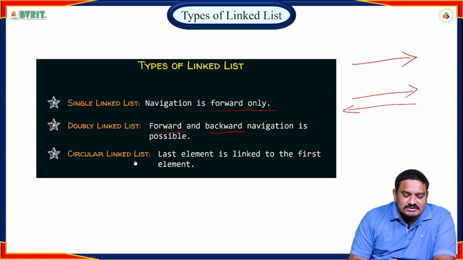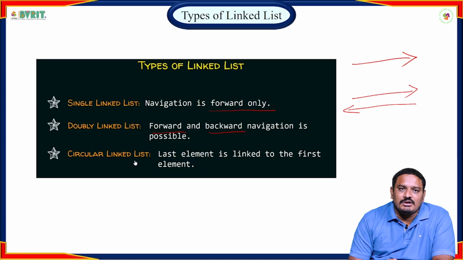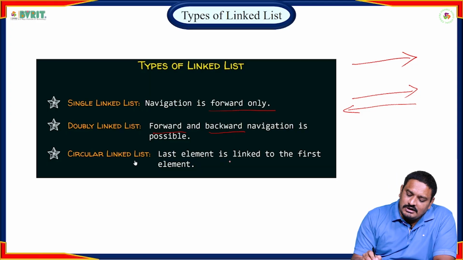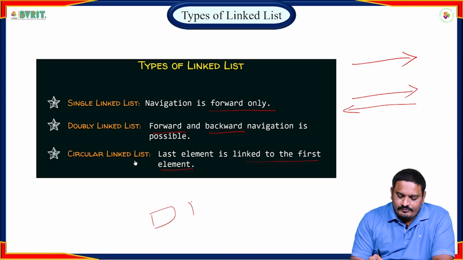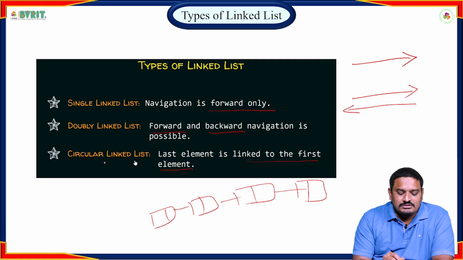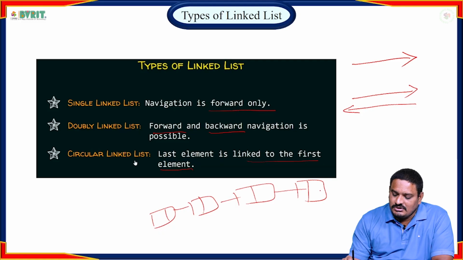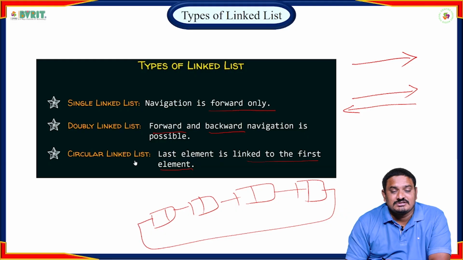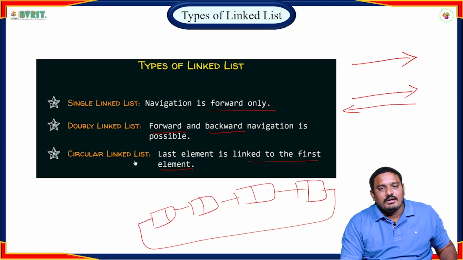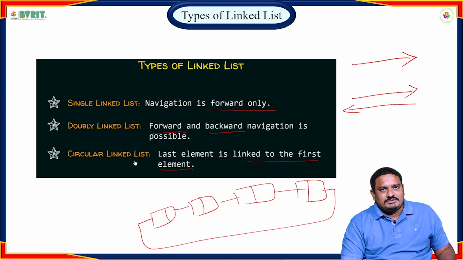What does a circular linked list mean? In the circular linked list, the last element is linked with the first element. Each node is connected to another node. Circular linked list means the last node is connected to the first node. These are the three types of linked list.